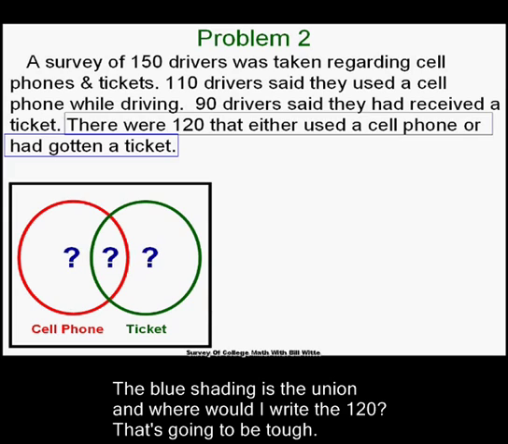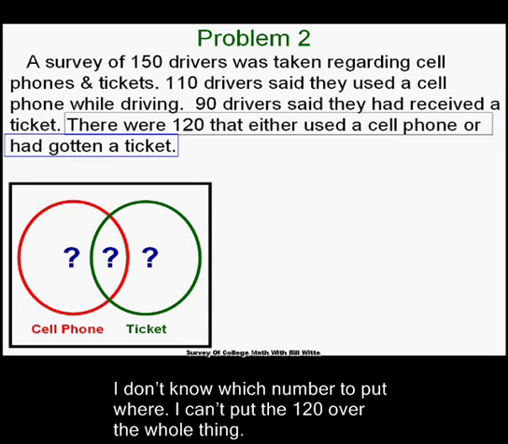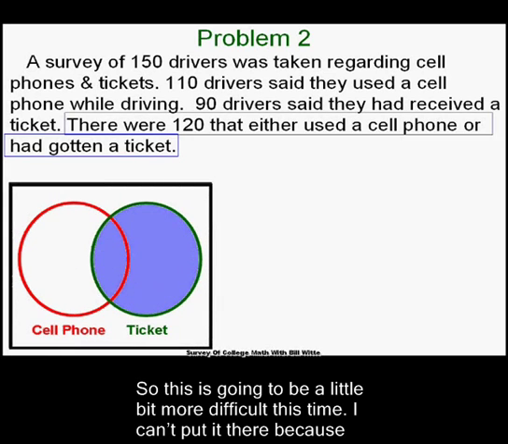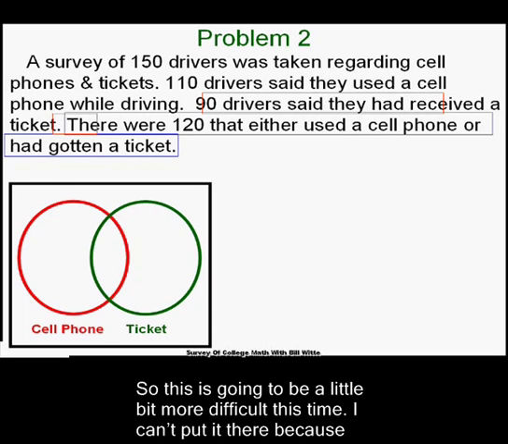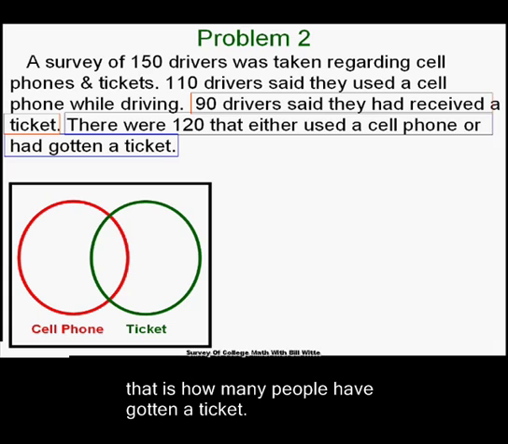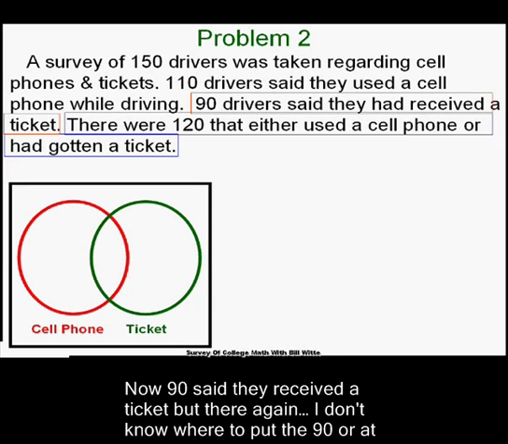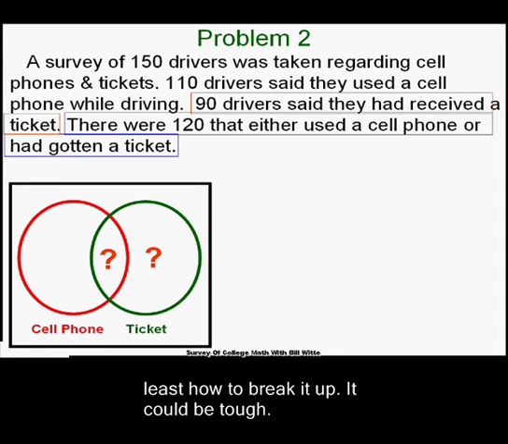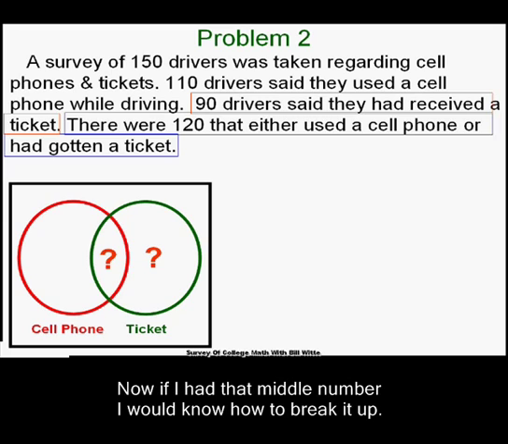That's going to be tough. I don't know which number to put where. I can't put the 120 over the whole thing. So this is going to be a little bit more difficult this time. I can't put it there because that's how many people have gotten a ticket. 90 said they received a ticket, but there again, I don't know where to put the 90, how to break it up. That's going to be tough. If I had that middle number, I'd know how to break it up. You see why I always want to have the middle number.